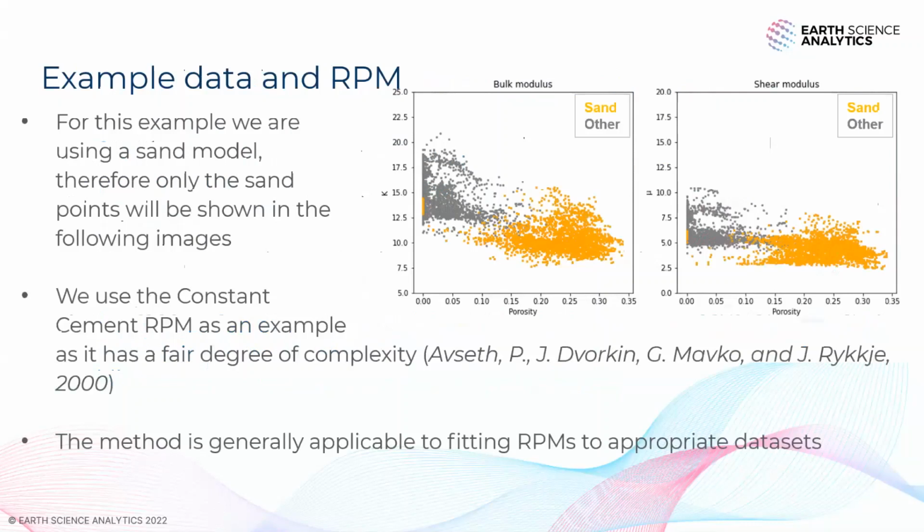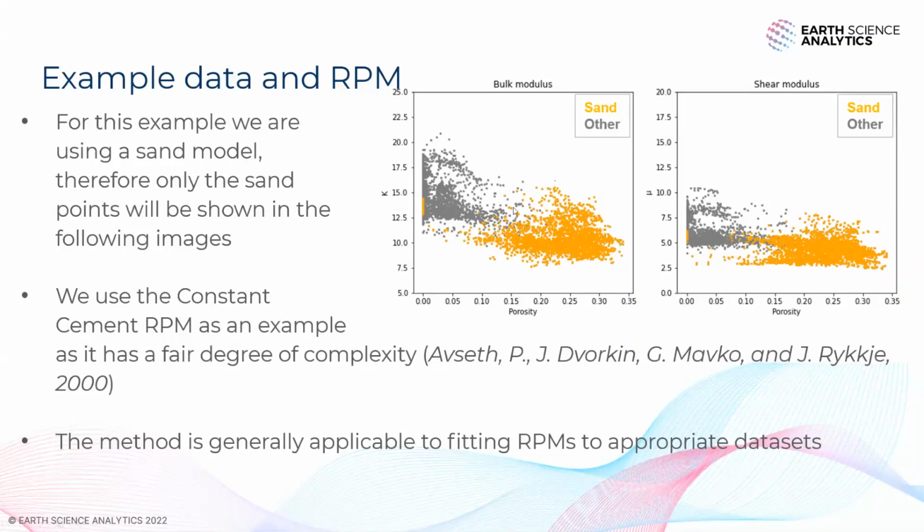So to show you the method in practice, the method of auto-fitting a model, we're going to use an example model as some example data. But I should highlight that the method we're going to discuss for fitting is generally applicable to all kinds of rock physics models. So we're going to be using the constant cement, but we've also tested this with the friable sand, the contact cement, the Zupane, and the Avseth kites model as well. So it works generally across all these models. We just chose constant cement because it has a fair degree of complexity, so it's a good proof of concept.